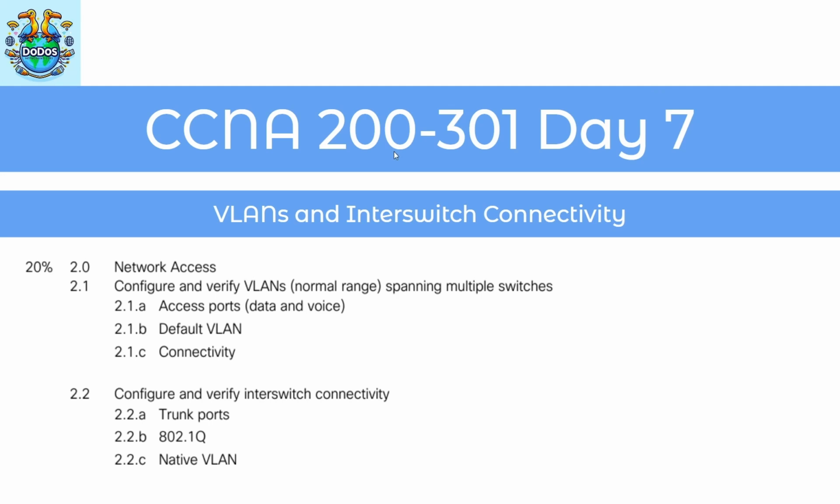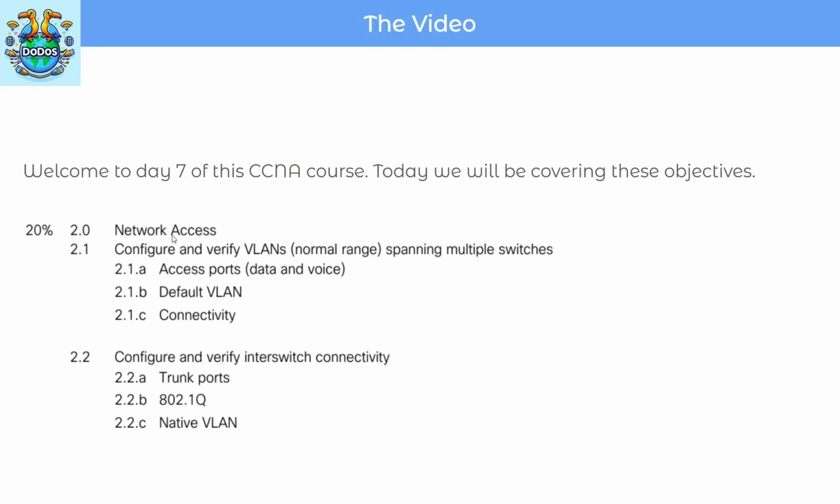In the last episode we finished 1.0, which was 20% of the CCNA exam objectives, and now we're switching on to network access. Remember, the first section and then 2 and 3 are the most important, and if you can pass those really well, then you'll pass the CCNA with almost certainty as long as you do okay on the others. Let's begin. Today we will be covering network access and configuring and verifying Interswitch connectivity.